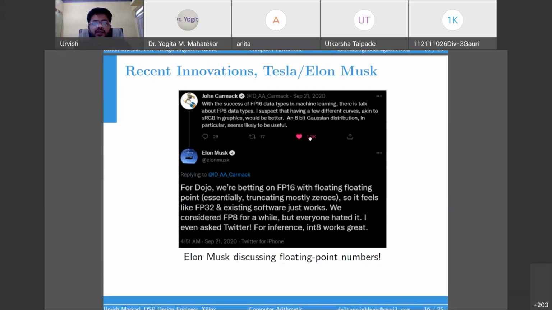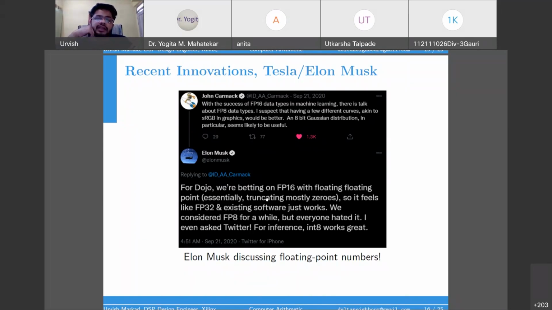So, recent innovations. It seems Elon Musk heated up a wave of discussing floating point arithmetic on Twitter. Can you imagine that? I'm not a big fan of his either, but I appreciate how multifaceted he is. He tries to do some very shiny stuff, and at the end of the day he comes here and discusses floating point arithmetic.